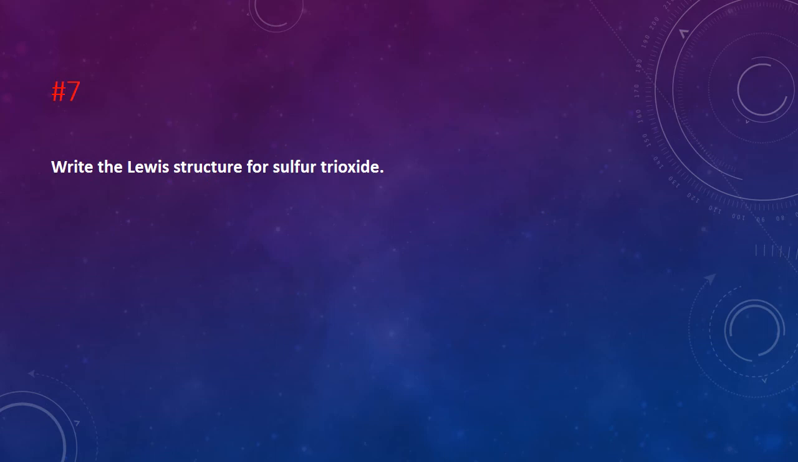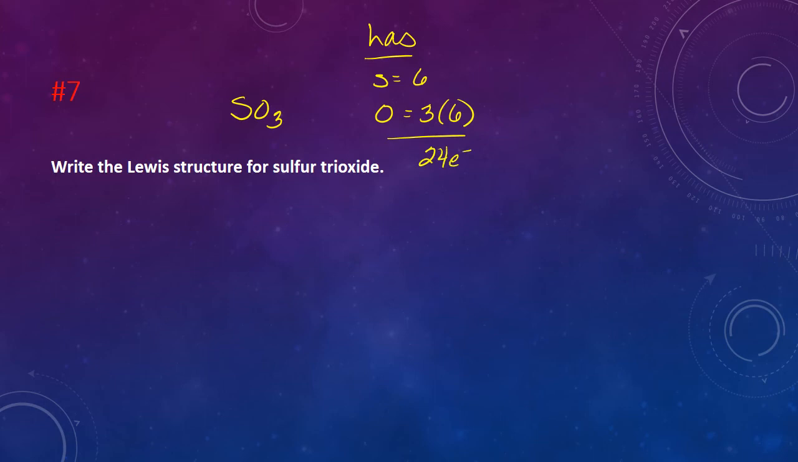Sulfur trioxide. Try this one all on your own. Oh, you want the formula? Okay, there's the formula. Let's calculate the HAS. Sulfur has 6 valence electrons. Oxygen, there's 3 of them. They all have 6 valence electrons. So that's 24 electrons.